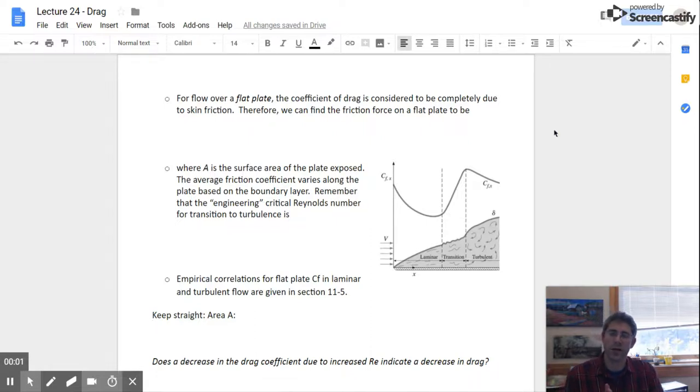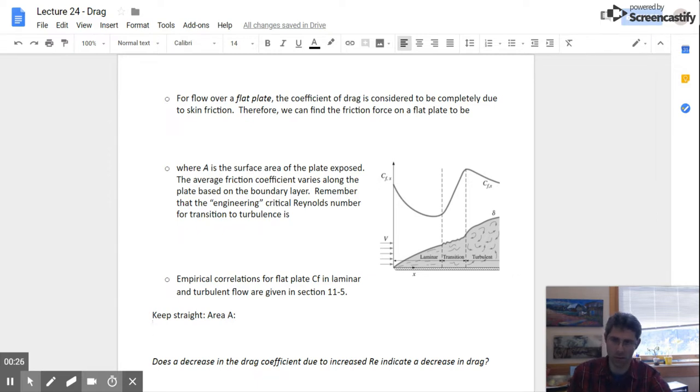So far we've been talking about fluid flow against an object. Now we want to talk about a flat plate with fluid flow going over that plate. What's going on with the drag on the plate? For flow over a flat plate, we can say that the coefficient of drag is completely due to skin friction. There's no form drag here.